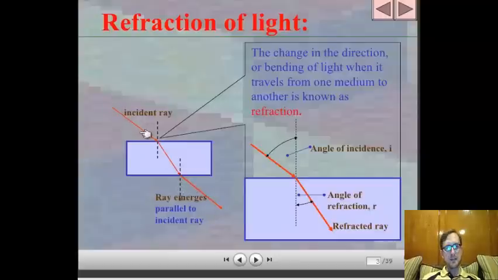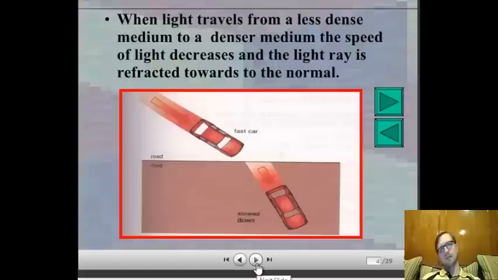Now notice that the incident ray coming in and the refracted ray coming out are parallel, the beginning and the end. It's only in the middle that it's kind of bent. We can see that here zoomed in. One way you can think about this is we're going from something less dense, the faster medium. You can think about it like a car.